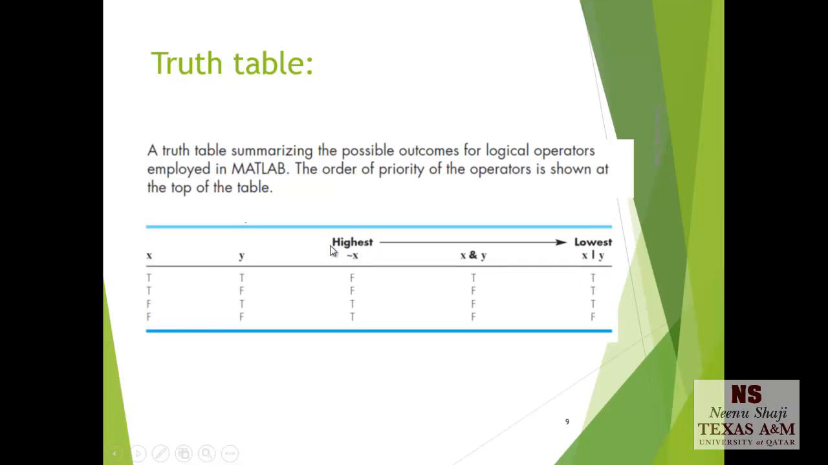NOT, as we know, has only a single operand. So NOT of X: true becomes false and false becomes true. X and Y: we notice that we get false if either of X and Y is false, but we get true only if both are true. And the last operator, which is OR, X or Y: we get true if either of the inputs is true, and false only if both are false.